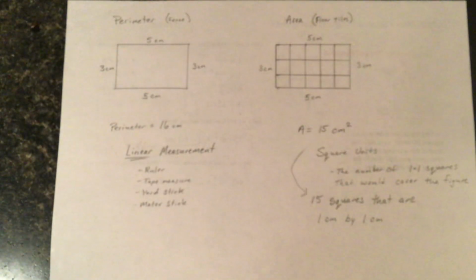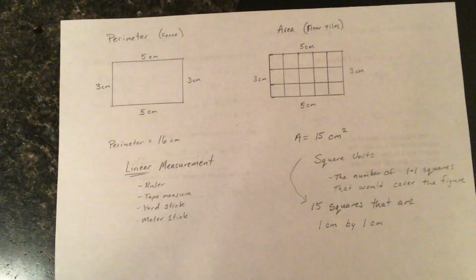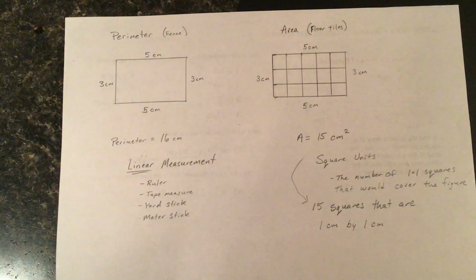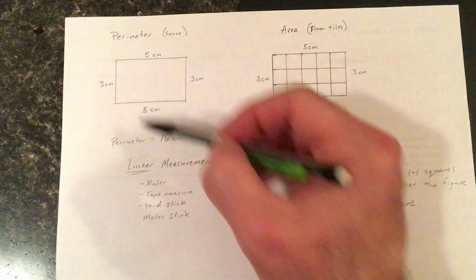But before we do that, we're actually going to go all the way back to perimeter and area. When I said perimeter, I wanted you to think about a fence. That's the distance around the outside of a two-dimensional figure. Okay, so it's a linear measurement.